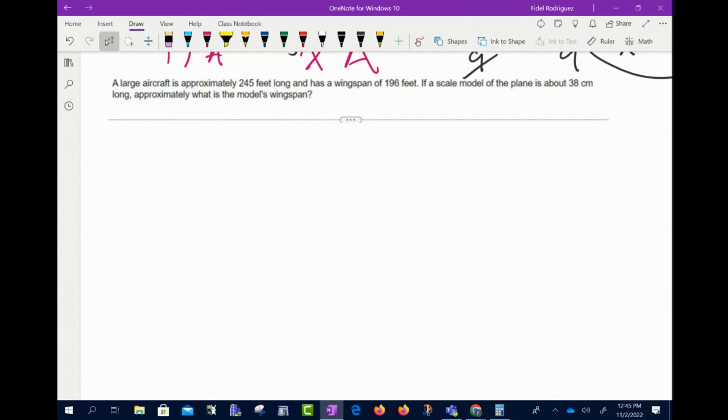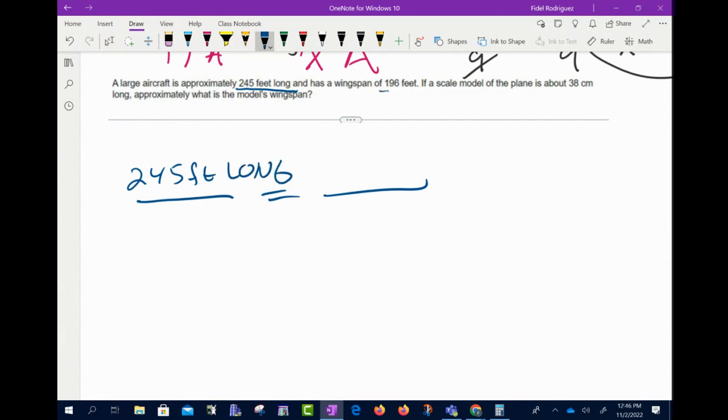All right, so let's go through the next problem here, and it says, an aircraft is approximately 245 feet long and has a wingspan of 196 feet. If a scale model of the plane is about 38 centimeters long, what's the model's wingspan? Okay, so again, I'm going to say one fraction equals another one. When the plane is 245 feet long, we have a wingspan of 196 feet. That's the wingspan, okay?